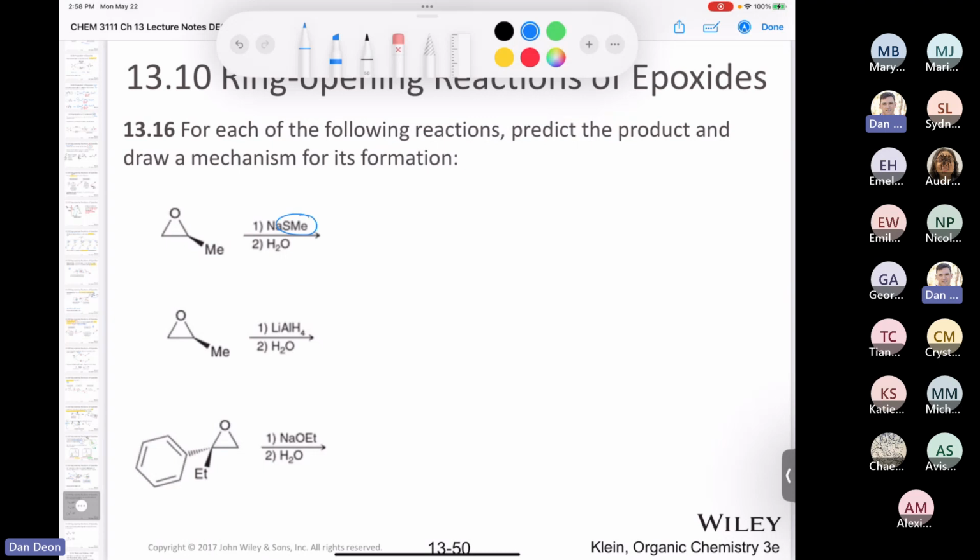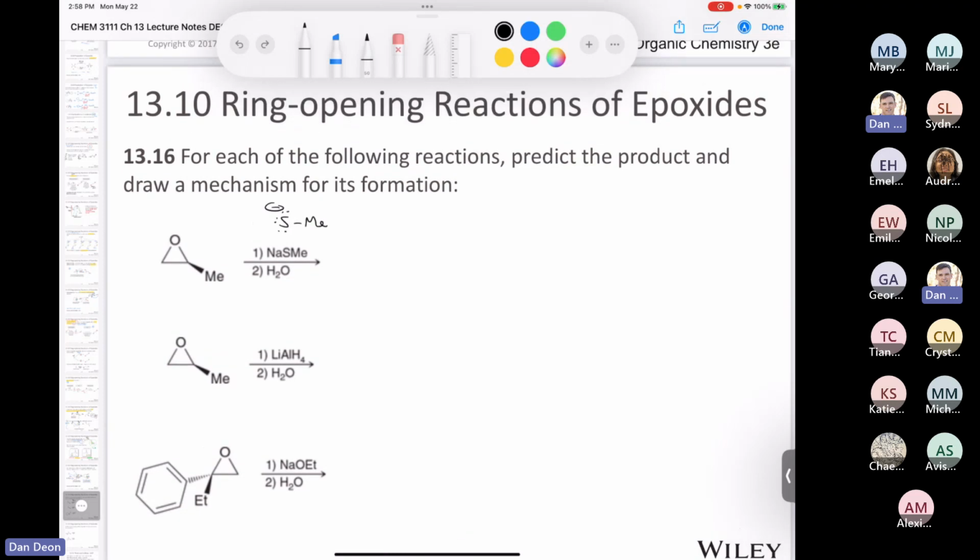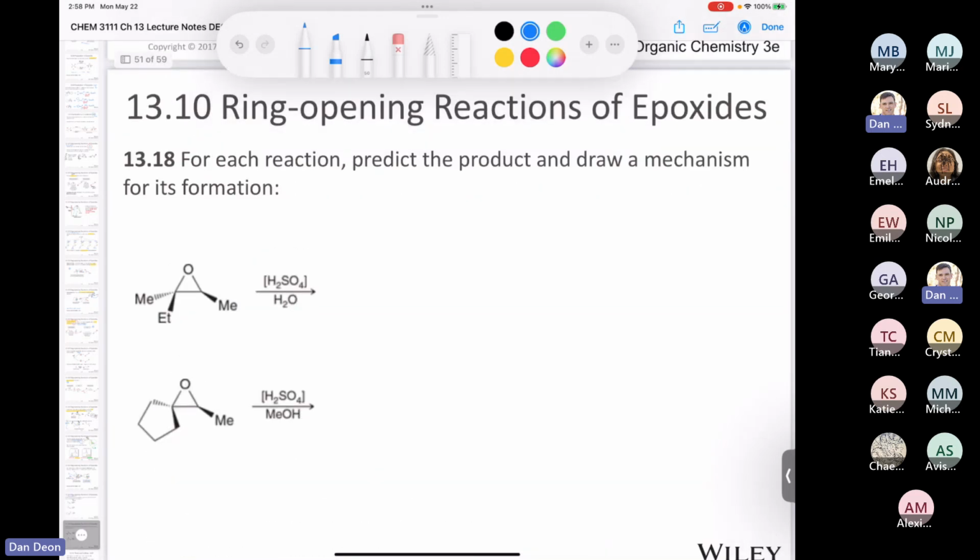whether it's the, this is called a thiolate. Whether you have the thiolate or the hydride or the ethyl oxide, these are all what? These are all nucleophilic ring openings. No acid required. But if you look at question 13.18, you have an acid catalyst for both of the questions. So these are acid catalyzed ring openings. And so you've got to be able to do both.